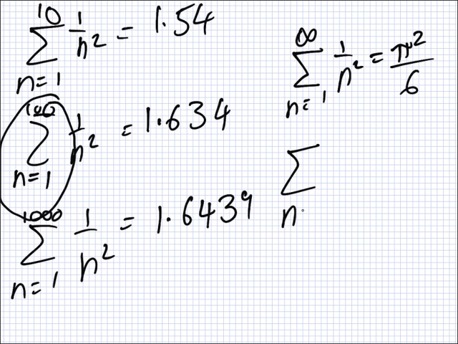So the next one, sum from 1 to infinity of 1 over n factorial. What is it? No, e. You have to solve for 8. Good. Okay.